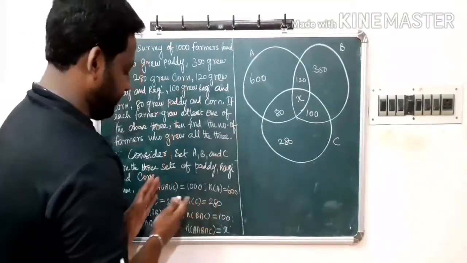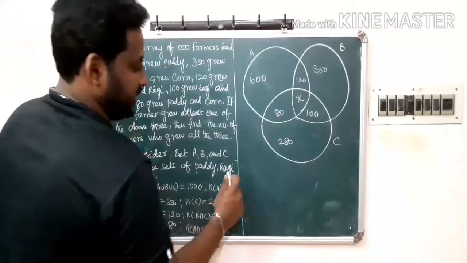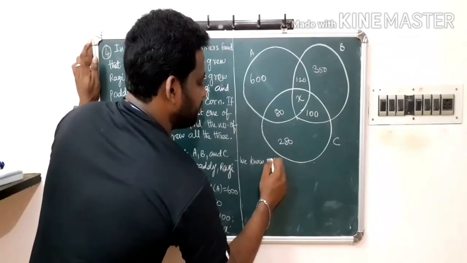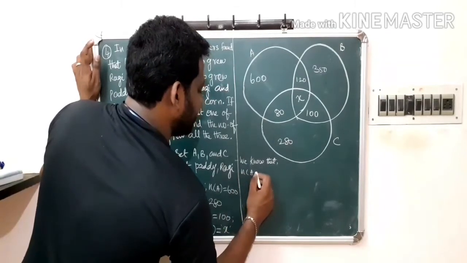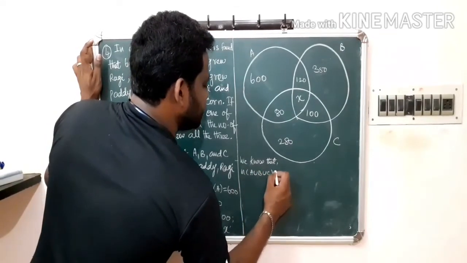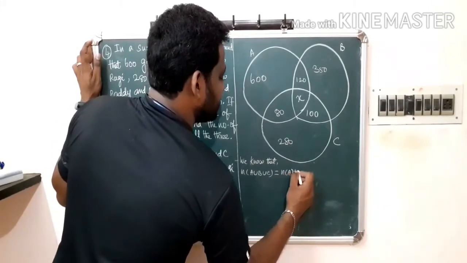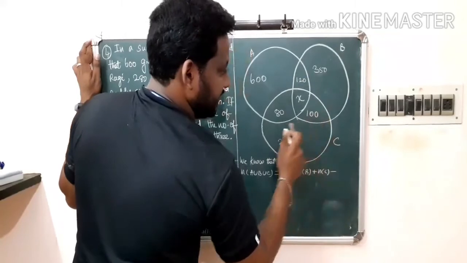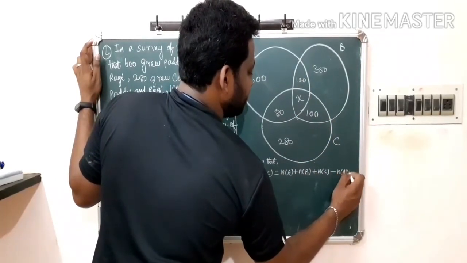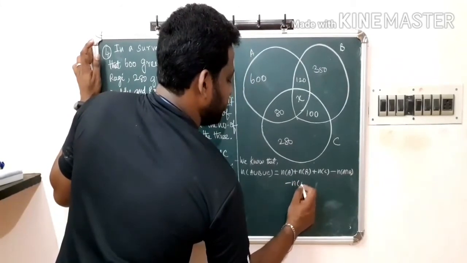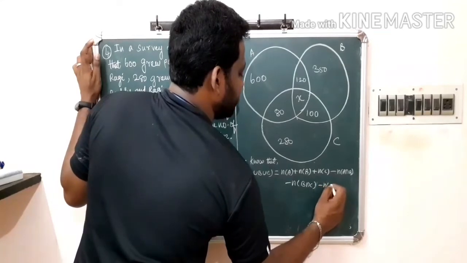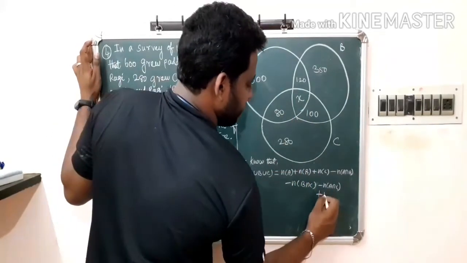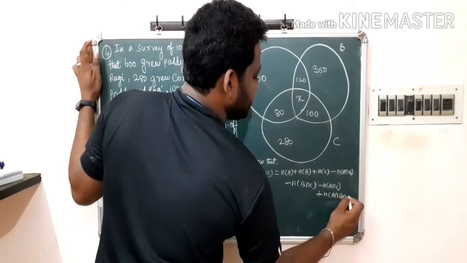So we know the formula. Recall the formula: n of A union B union C is equal to n of A plus n of B plus n of C, minus all the intersection parts, that is n of A intersection B, minus n of B intersection C, minus n of A intersection C, and at last we have to add all the three, n of A intersection B intersection C.